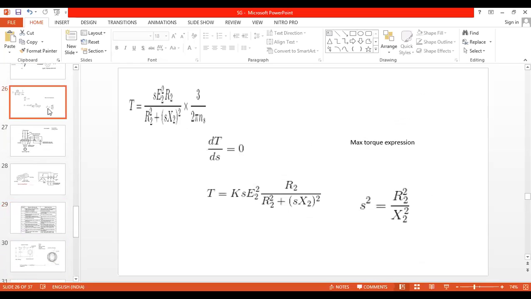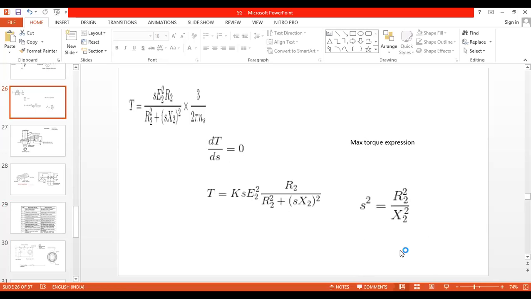So we move to the maximum torque equation. In the examination, if you see the words torque equation of induction motor or torque of induction motor, directly put the torque expression that we have done. What is the torque equation of induction motor? T is equal to K S E2 square R2 by R2 square plus (S X2) whole square. Differentiating this torque with respect to slip and equating to 0, you obtain S square equal to R2 square by X2 square, which gives S is equal to R2 by X2. So remember, the condition for maximum torque is S is equal to R2 by X2.